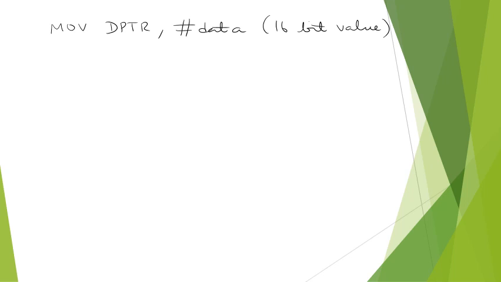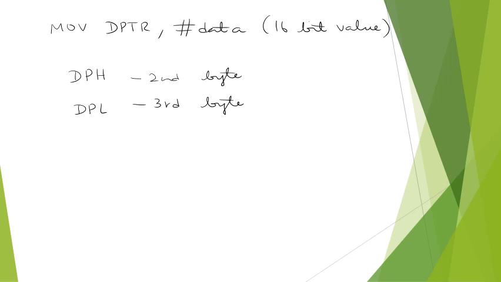The 16-bit value will be loaded from the second and third byte of the instruction. The second byte, that is DPH, data pointer high, will be the higher order byte, and the third byte, that is DPL, data pointer low byte, holds the lower order byte. No other flags will be affected. So in the MOV instruction, the second byte will be the higher order byte, DPH, and the third byte will be the lower order byte, DPL.